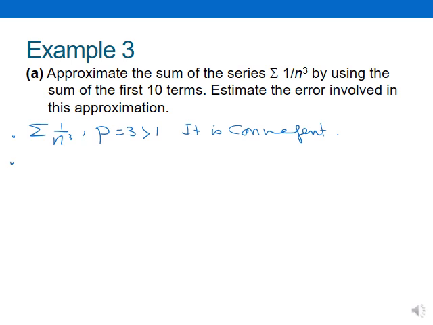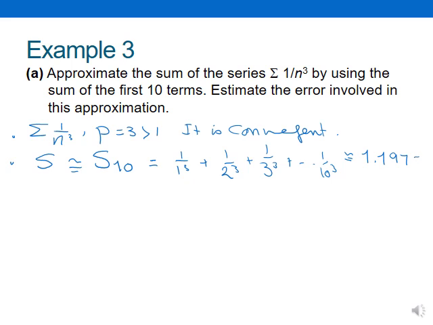The second thing, he told me to approximate the sum with a partial sum of 10 terms. The sum will be approximated by S10. Approximating by S10 means that I'm going to add up the first 10 terms: 1 over 1 cubed plus 1 over 2 cubed, 1 over 3 cubed, and so on, up to 1 over 10 to the power 3. Adding up using a calculator, I'll end up with this result, 1.1975. This value is the approximation of my series.